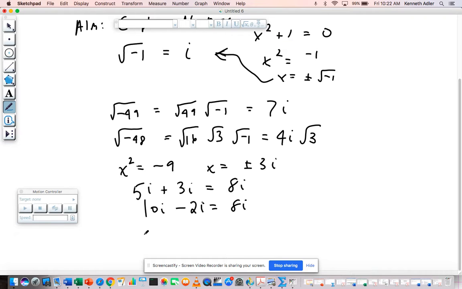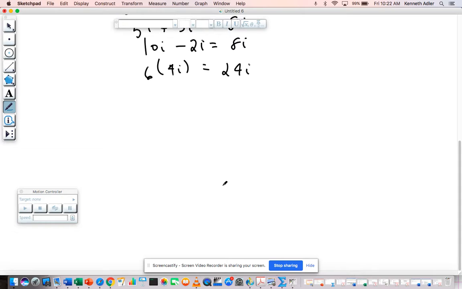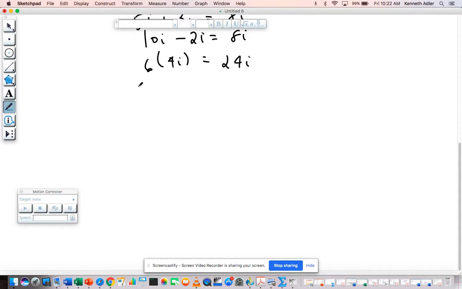What's the next thing? Multiplication. Well, 6 times 4i. What does that equal? 24i. Okay. What's the next? How about 20i divided by 5i? Well, what's i divided by i? It's the same thing, and we're left with 4. How about 16i divided by 2? 8i.